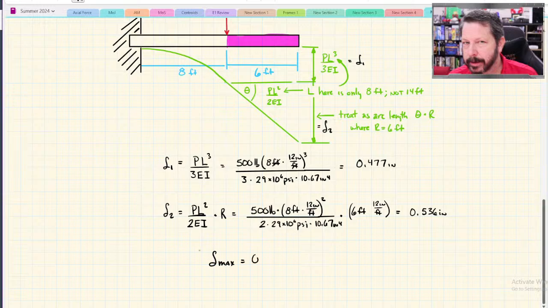All right, so our total max deflection would be 0.477 inches plus 0.536 inches, so about an inch. Let's see. Oh wait, I did multiply, sorry. Plus 1.013.